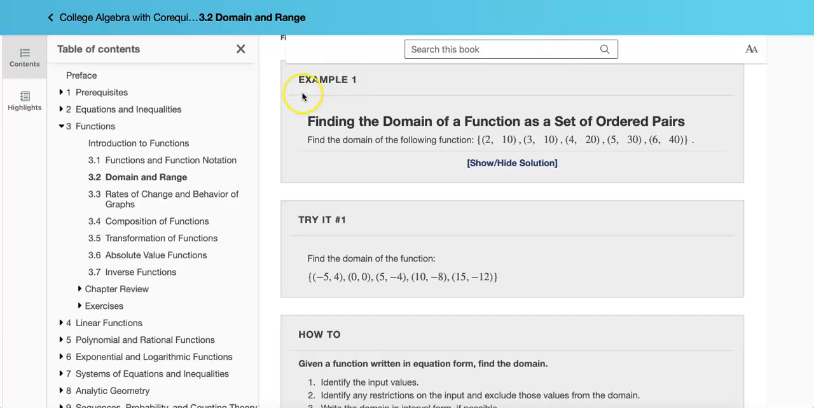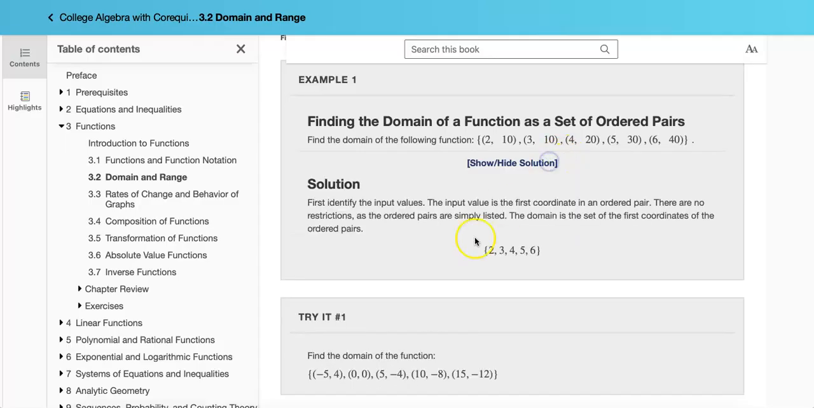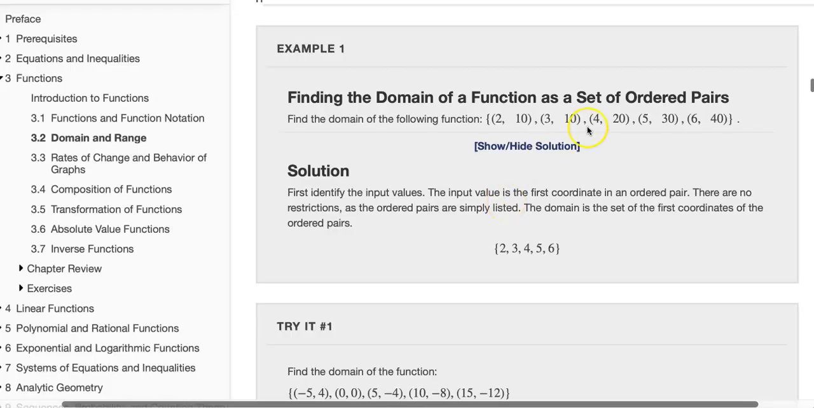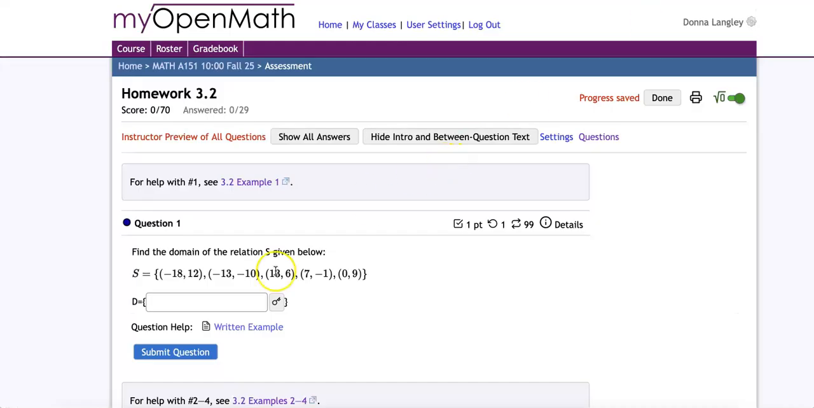If we look at 3.2 example 1, we'll see a very similar problem. And the domain is found by identifying the x-coordinates of each of these points. So 2, 3, 4, 5, and 6, being the x values, are the domain listed out as a set. Likewise, if we list out these x-coordinates, negative 18, negative 13, 13, 7, and 0, we have the domain of this set.